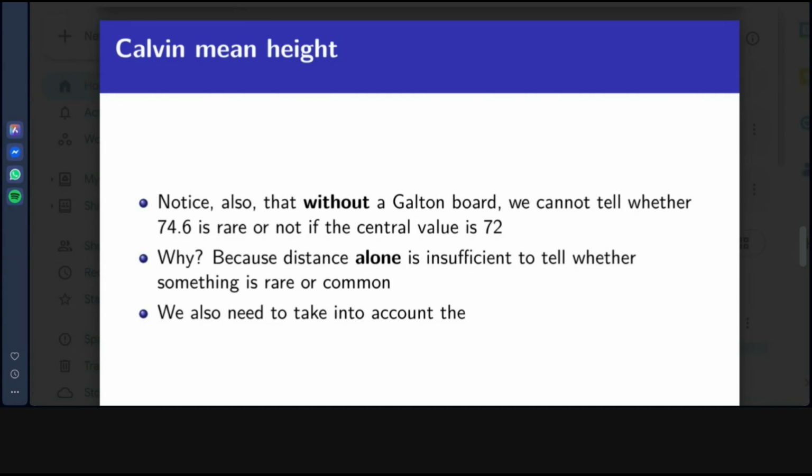Yes, it is to the right of 72. Everyone knows that. But how rare is it? You need a Galton board and you need a red zone to see, oh, not many balls fall there. So it's quite rare. It's stuff like that. So distance alone cannot tell you whether something is rare or common, right?